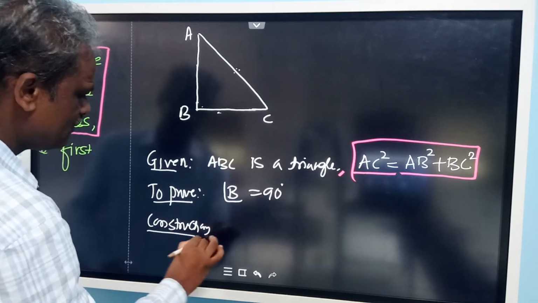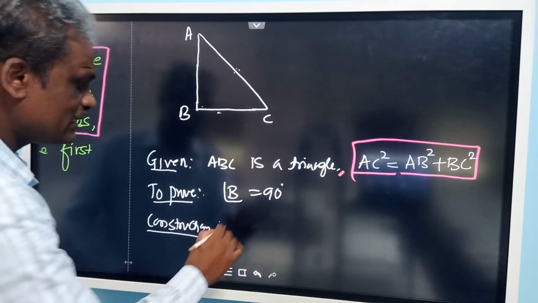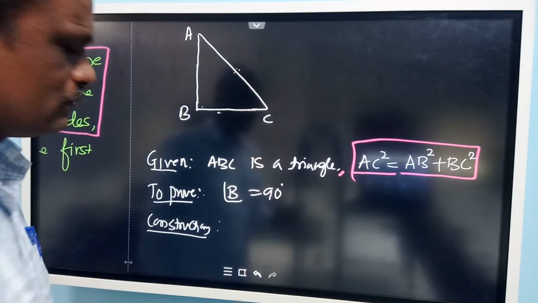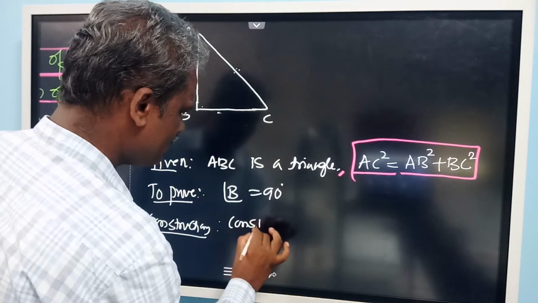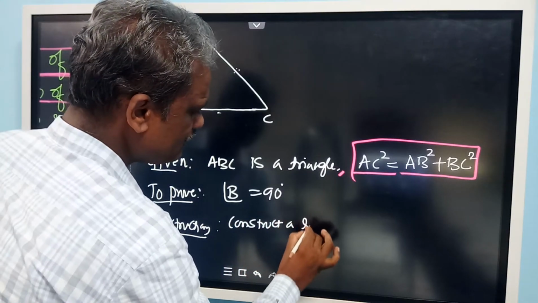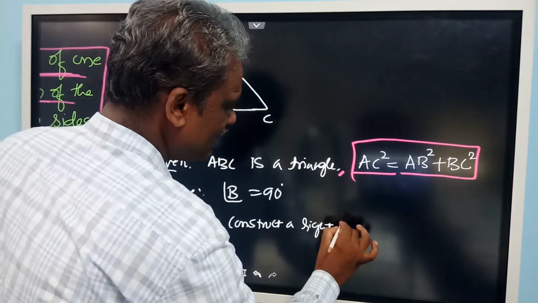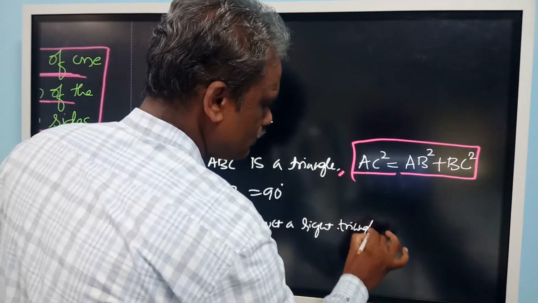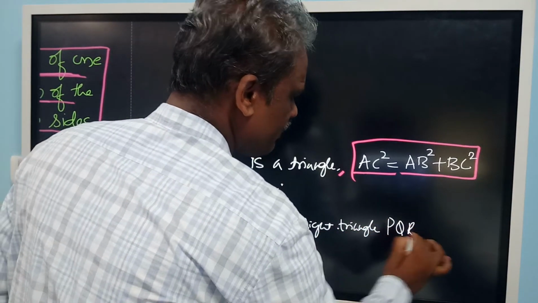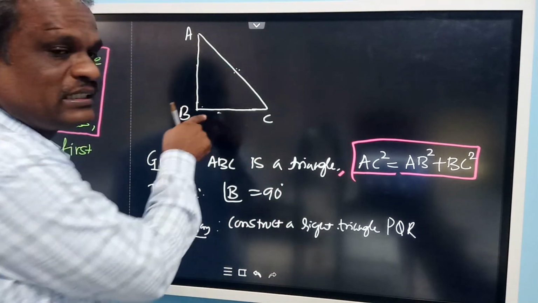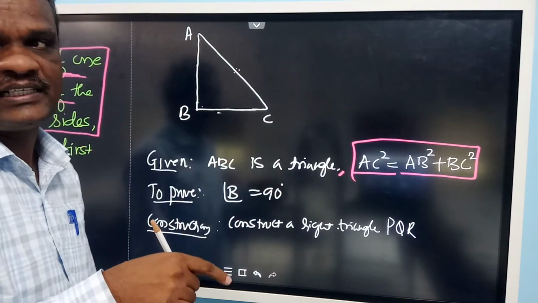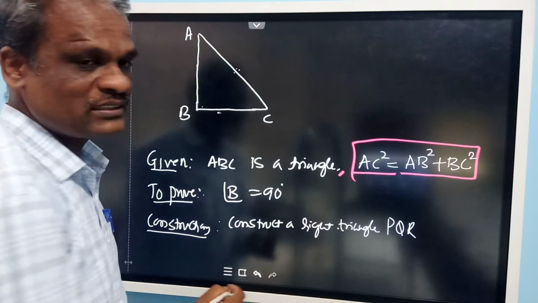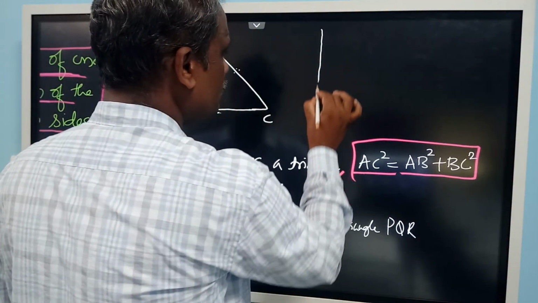So what is the construction? Let us now construct a right angle triangle PQR. We need to construct one right angle. Here it is not a right triangle; we have to prove that it is a right triangle. But now we are constructing a right triangle.